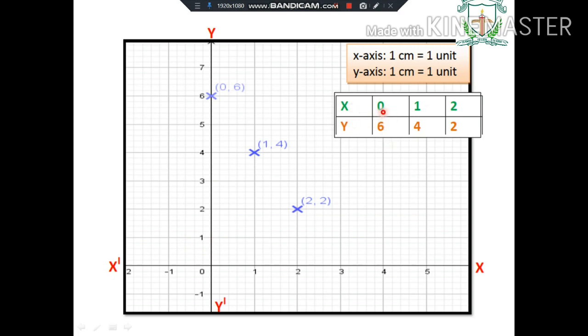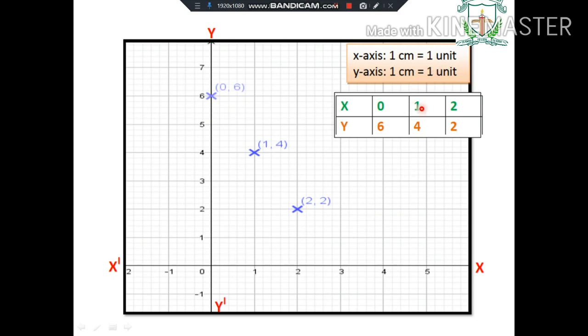Let us take the first value. x is 0, y is 6. x is 0. Dear children, on the x-axis, you find 0 is here. This is 1. So take x-axis 0. From here, you have to move on to the y-axis. y is 6. So that means you have to move on the y-axis, that is, you move to here. Mark here with a cross mark and write the coordinates 0 and 6. This is the first point we have marked.